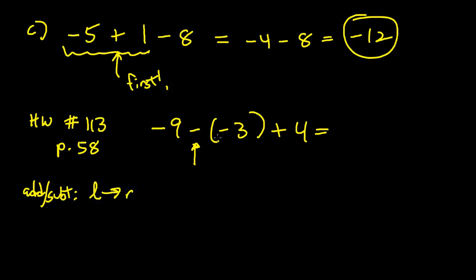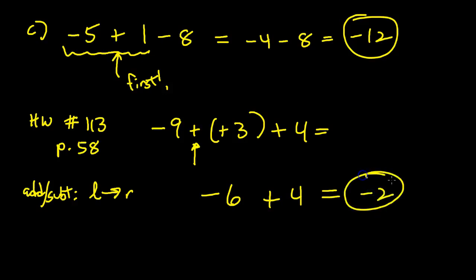All right, so minus 9 minus minus 3. Well, a negative of a negative is positive, so I'll just take minus 9 and add 3, and of course, I get a minus 6. Then I'll worry about the second one down the line. Minus 6 plus 4 is, of course, minus 2.